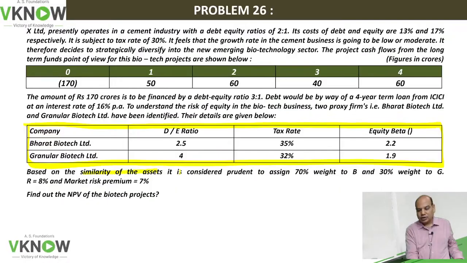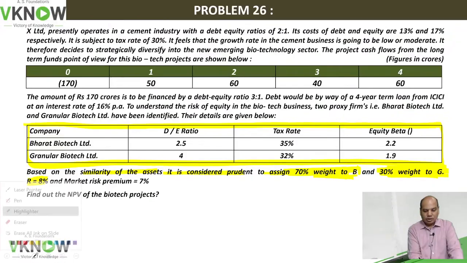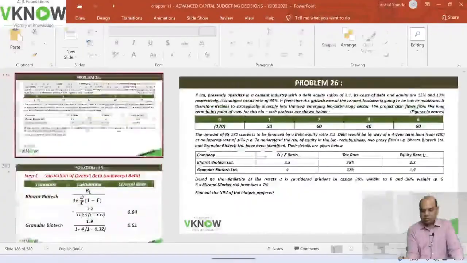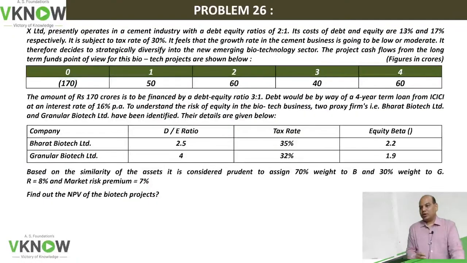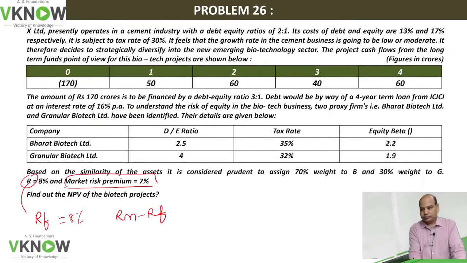Based on similarity of the asset, it is considered to assign 70% weight to B, B means Bharat Biotech, and 30% weight to G, G means Granular Biotech Limited. Then RF is 8%. RF means risk free rate. Market risk premium means RM minus RF, which is 7%.